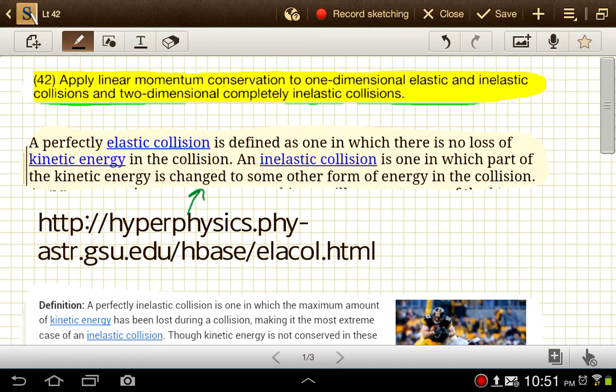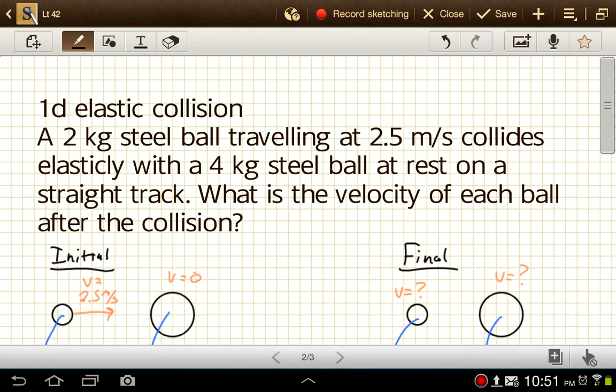For a perfectly elastic case, we also know that the total kinetic energy at the beginning is going to be equal to the total kinetic energy at the end. Now, of course, energy overall is conserved in any case. What makes elastic collision special is its kinetic energy conserved. So let's try a couple of problems with this.